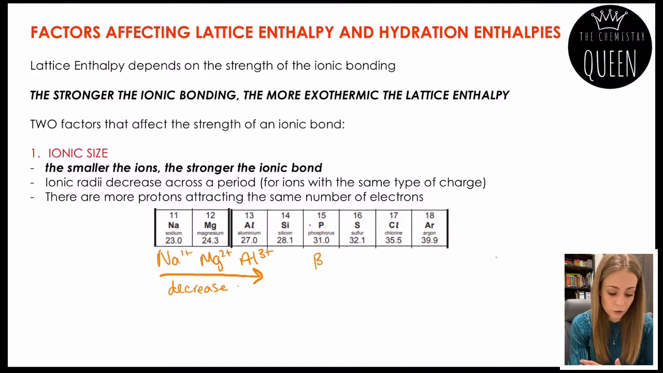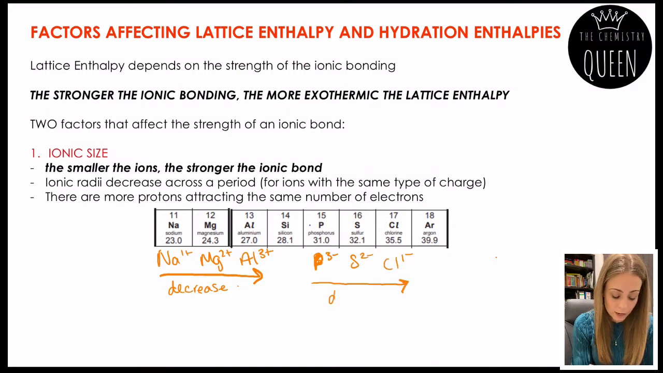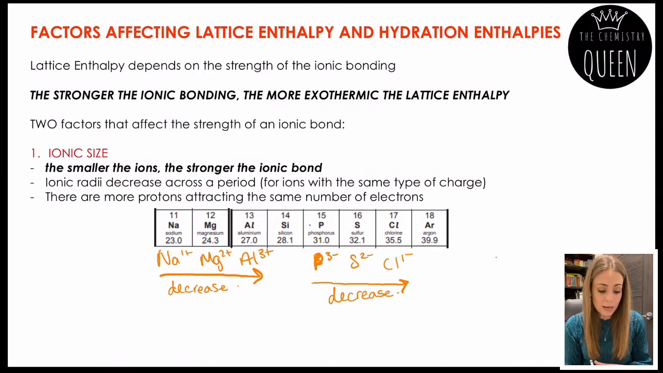So phosphorus will form a 3 minus, sulfur 2 minus, chloride 1 minus. Now again, as we go across, the ionic radii is going to decrease, and it's for the same reason. Now these will all have 18 electrons once they form their ions, but chlorine will have 1 more proton than sulfur, which will have 1 more proton than phosphorus. So again, the chloride ion now has more protons compared to the other two.